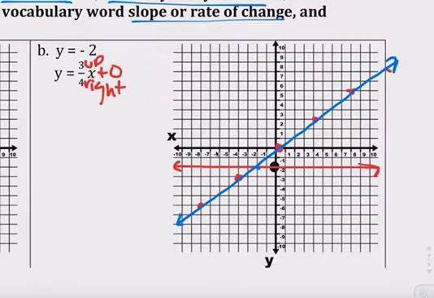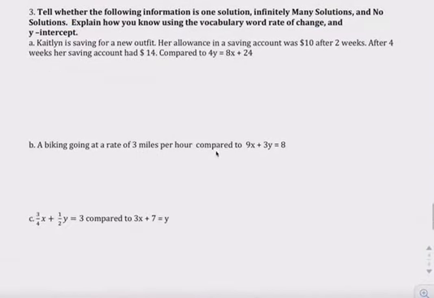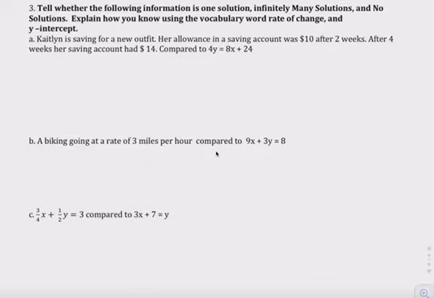Okay, the intersection looks like right here. That looks like the intersection. That doesn't look right though. It's estimated. We can substitute it in to find the exact, but we don't have time right now. Tell them whether the information is one solution, infinite solutions, or no solution. Explain, okay. All right, here we go.